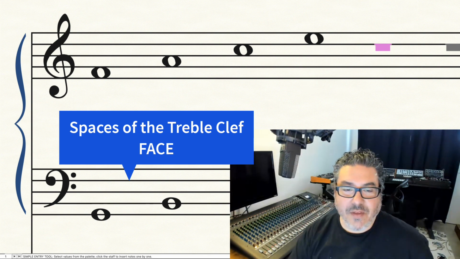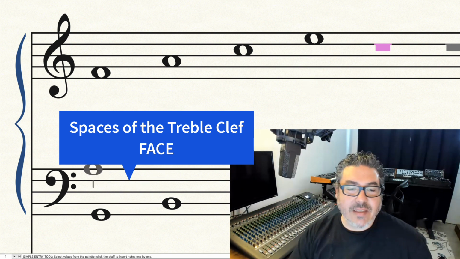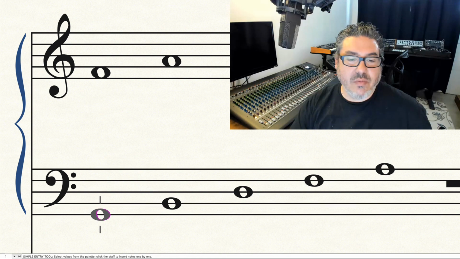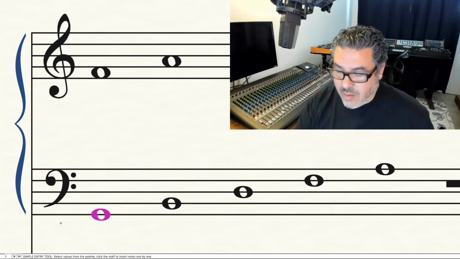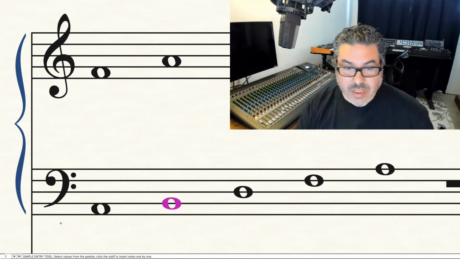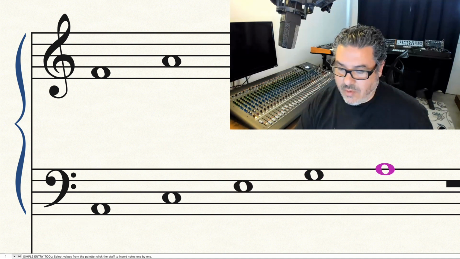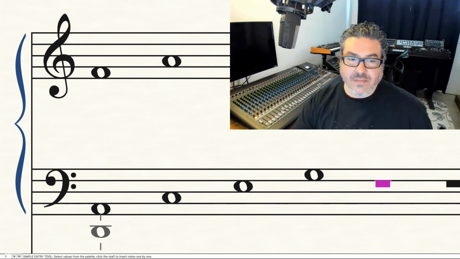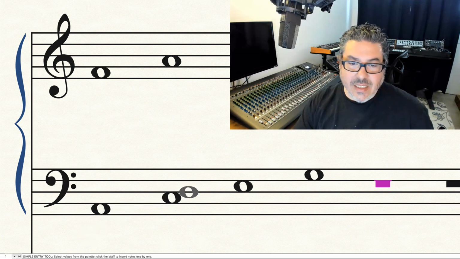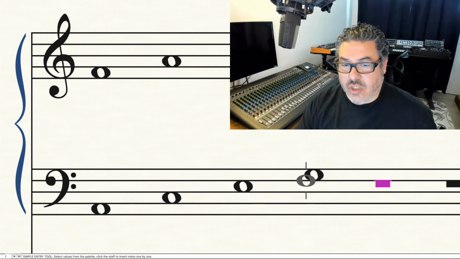All right. And then in the bass clef, the bottom line is G, right? Good burritos don't fall apart, or great burritos. So G going up becomes A, B, C, D, E, F, G. And then we can delete that one. So therefore A, C, E, G.